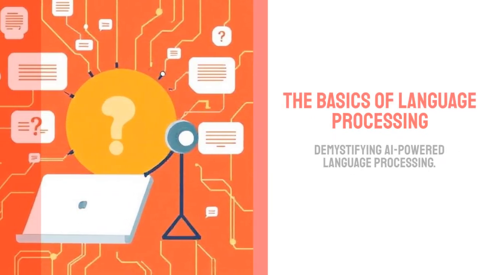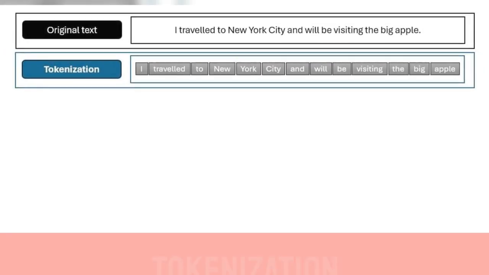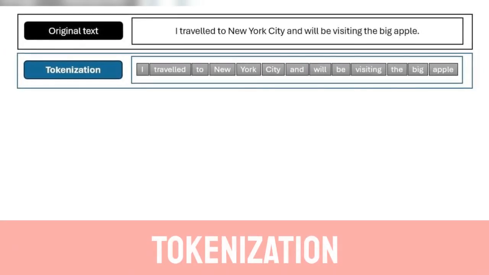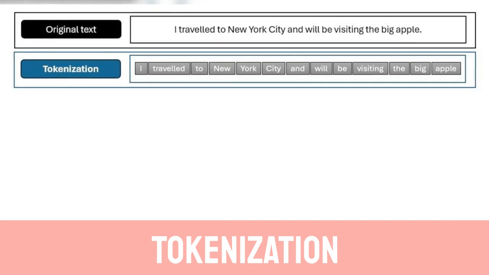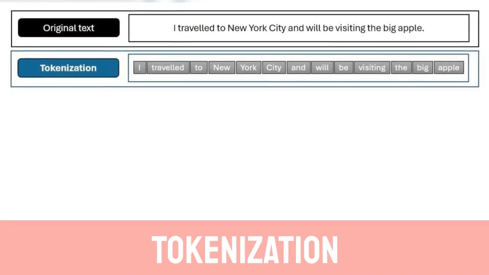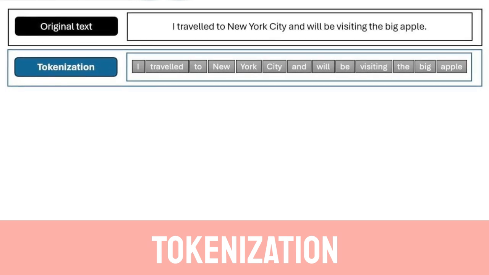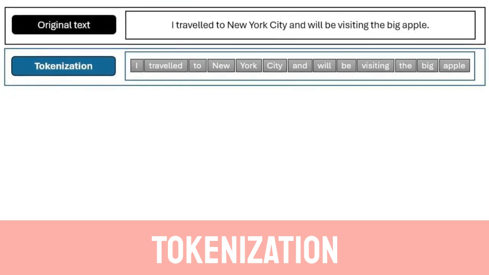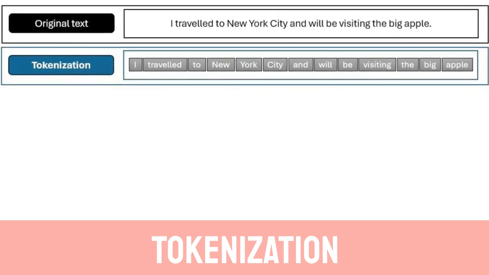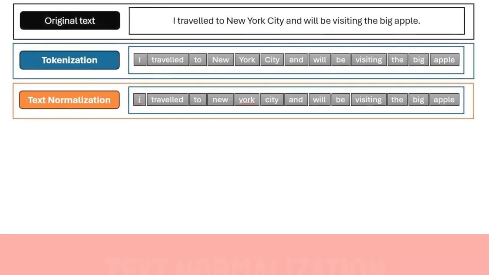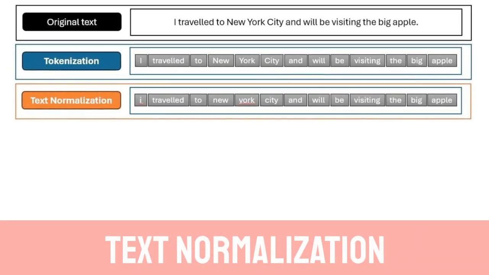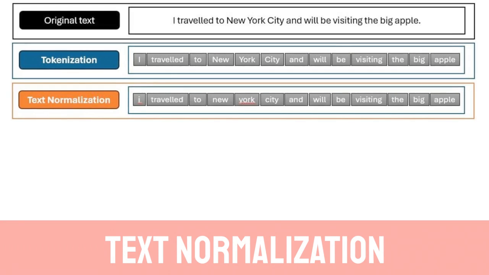Tokenization is a fundamental and crucial first step in natural language processing, NLP. It is the process of breaking down a continuous stream of text into smaller, meaningful units called tokens. Think of it as the NLP equivalent of dissecting a sentence to understand its components. Once we have our tokens, we need to clean them up. We do this in a few ways.